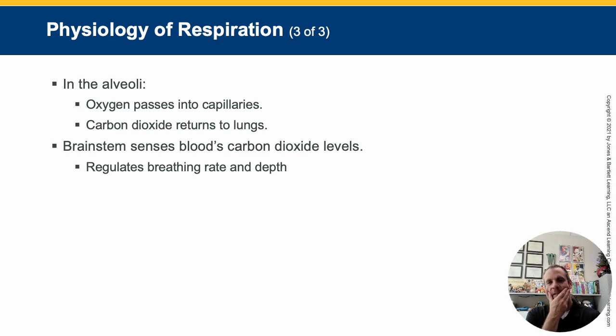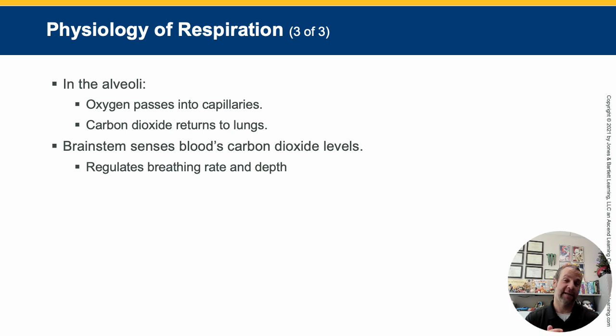So how does the body know when it should breathe, right? And how much to breathe? That's where the brainstem actually comes into play. Specifically, the medulla oblongata and the pons constantly monitor the levels of carbon dioxide in the bloodstream. So in healthy individuals, breathing is primarily driven by an increase in carbon dioxide, right? It's not driven by a lack of oxygen.